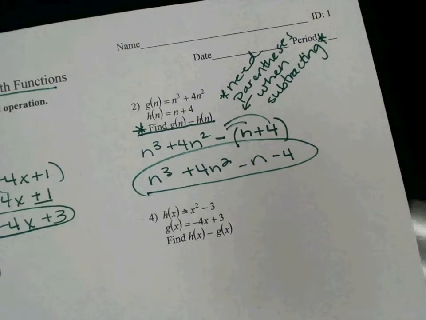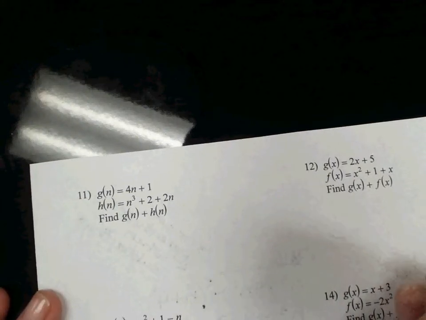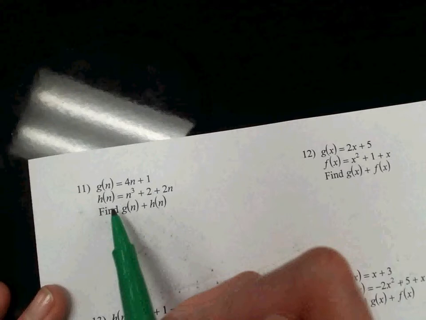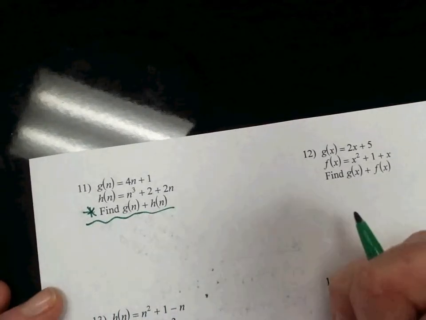Next, we'll take a look at the back. Take a look at a couple questions on the back. They get a little bit longer. Same rules apply. Number 11. We have our two functions, and then we have our instructions. Find g of n plus h of n.